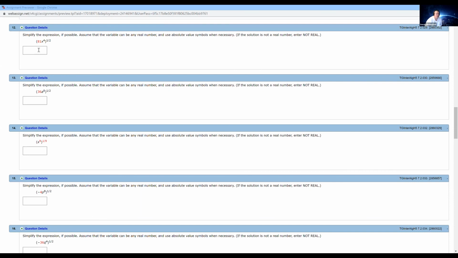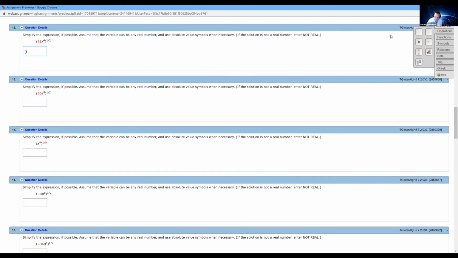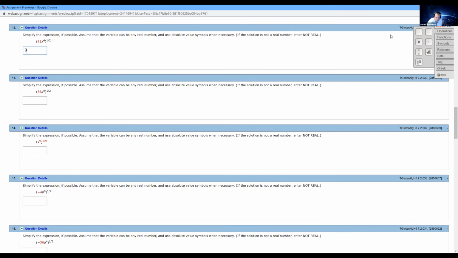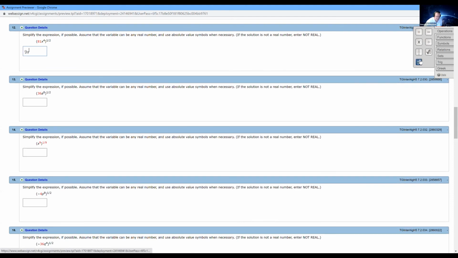Where were we? Oh, we're on question 12. Wouldn't that become the square root of 81x squared, x to the 4, right? So this half power becomes the square root of 81x to the 4. The square root of 81 is 9. And the square root of x to the power of 4, that gets you, oops, I did it too early. That gets you x squared. Okay, so square root.